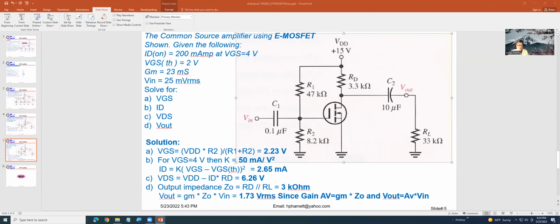So it looks like all my calculations are correct. I'm still not getting the same answer for output impedance. Could you show me the numbers that you used to calculate that? RD parallel RL. Okay. That's what I gave you here: RD times RL divided by RD plus RL.